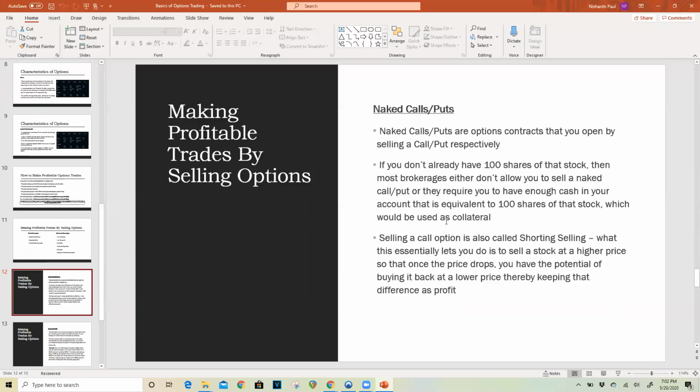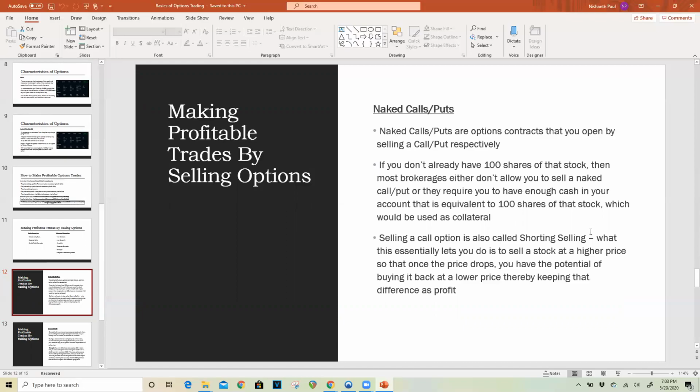In my opinion, I never sell naked calls. I never make naked calls or naked puts. I never sell calls or puts if I don't already own 100 shares of that stock that I can use as collateral. Selling a call option is also called short selling.